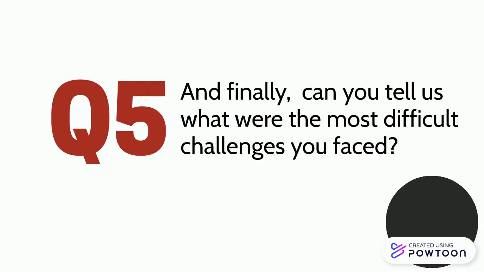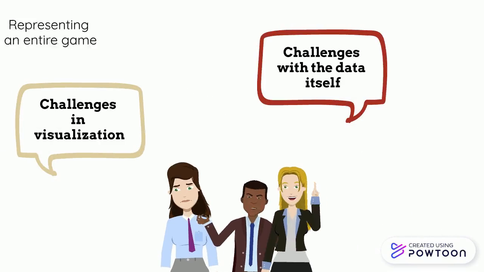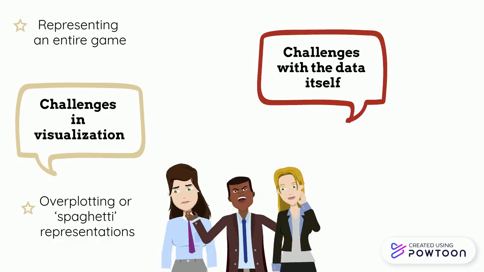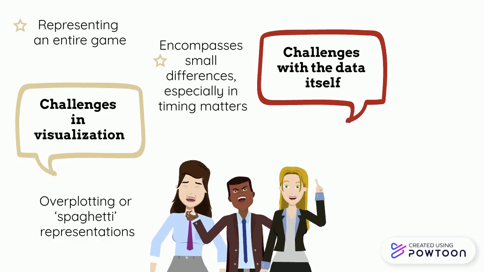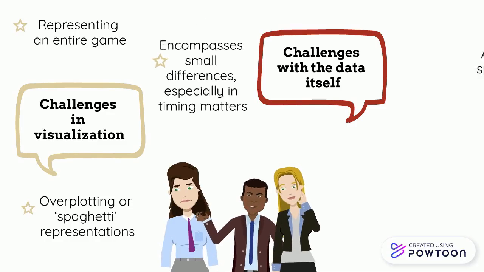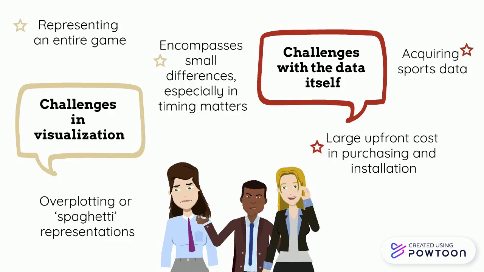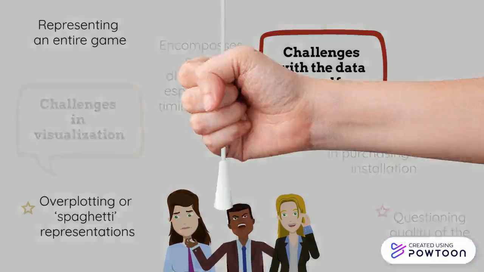And last question, can you tell us what were the most difficult challenges you faced? When we talk about challenges, 2 types of issues arise. In visualization, representing an entire game quickly results in overplotting, or what we call spaghetti representations, and it is often difficult to be able to build a visualization that highlights small differences, especially in timing matters. As for the challenges related to the data, we can address the fact that acquiring sports data is not an easy step. We therefore find ourselves often questioning the quality of the data available and whether it is incomplete or uncertain.